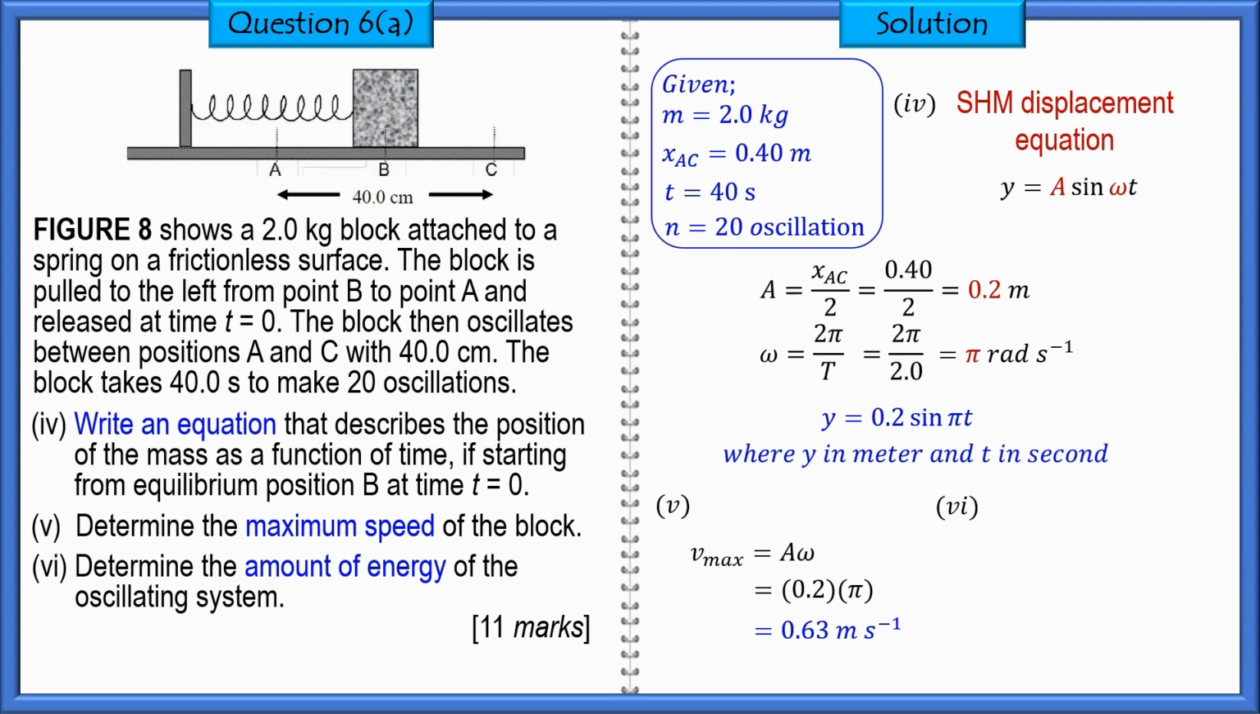And the last question for question 6A is, you need to determine the amount of energy of the oscillating system. Amount of energy refers to the total energy of the simple harmonic motion. The equation for the total energy for the simple harmonic motion is E is equal to half m omega squared A squared. Substitute the value for the mass of the block, which is 2 kg, our omega is pi and our amplitude is 0.2. You will get that the total energy of this simple harmonic motion is 0.395 joule.